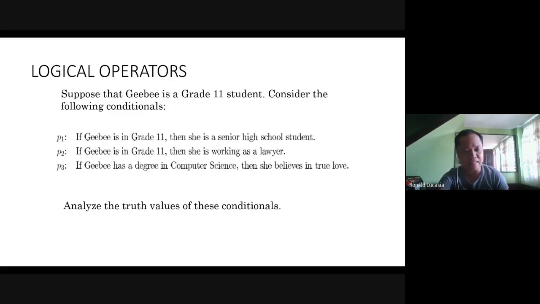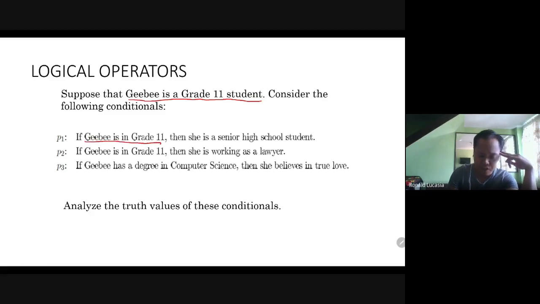Now, let's take a look at this compound proposition. We have the proposition P: GB is a grade 11 student. I want you to use the chat box and consider the following conditional propositions. If GB is in grade 11, this is the premise, then she is a senior high school student. Can you tell me if that is a true or false proposition? True or false? Proposition P sub 1: if GB is in grade 11, then she is a senior high school student.